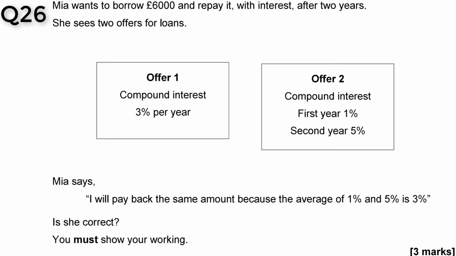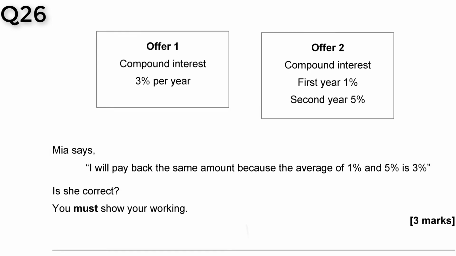She sees 2 offers for loans. Now, offer 1 is compound interest for 3% per year. And offer 2 is compound interest, first year 1%, second year 5%. Mia says, I will pay back the same amount because the average of 1% and 5% is 3%. Is she correct? You must show your working.